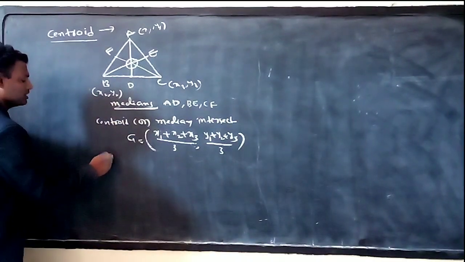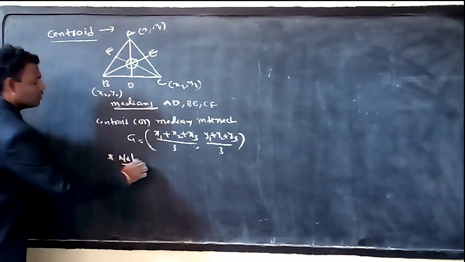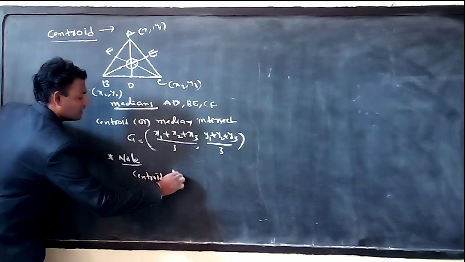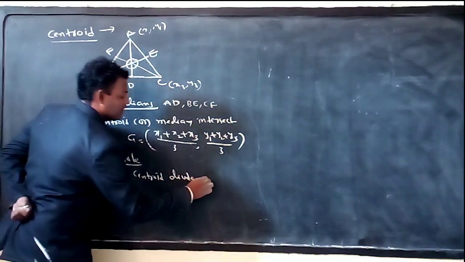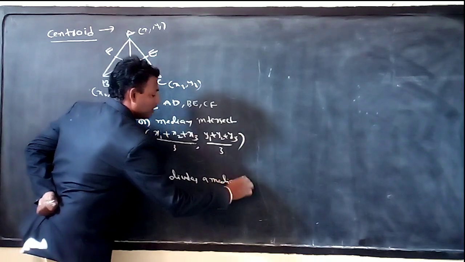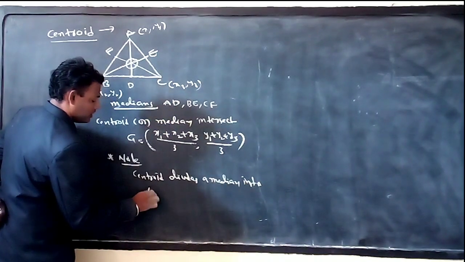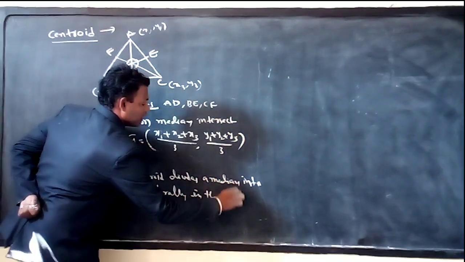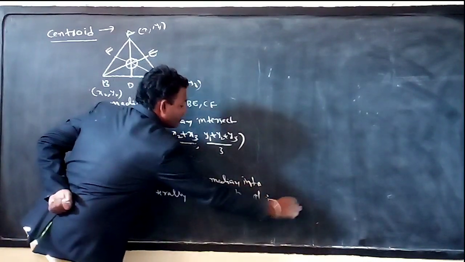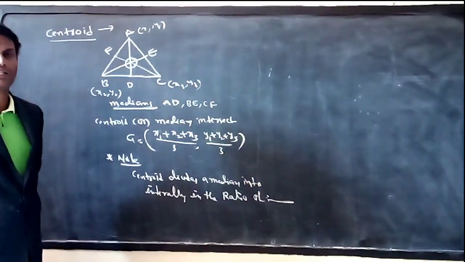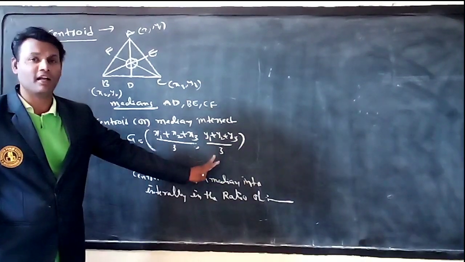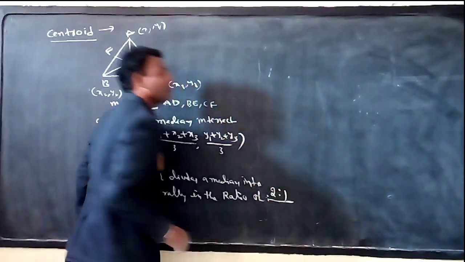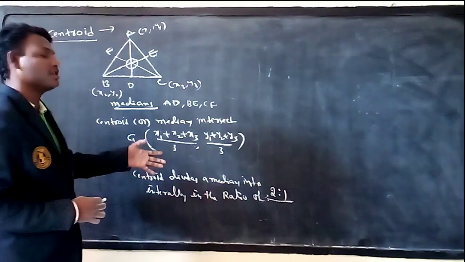Here is one important note. What is the note? The centroid divides a median internally in a constant ratio. This ratio does not change. The centroid divides a median internally in the ratio 2:1. Very, very important topic. There may be a chance it is asked in board exams.